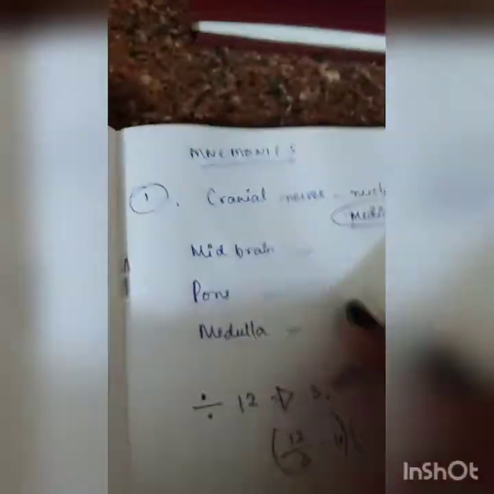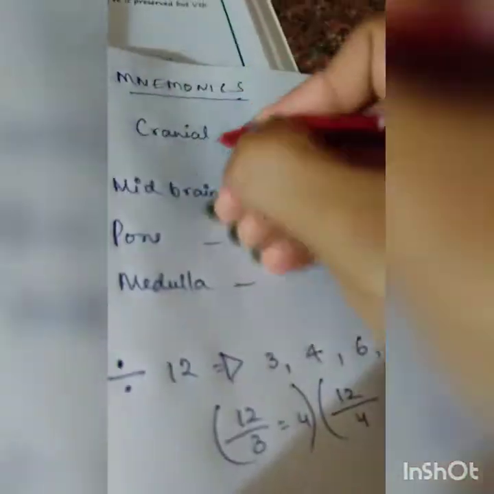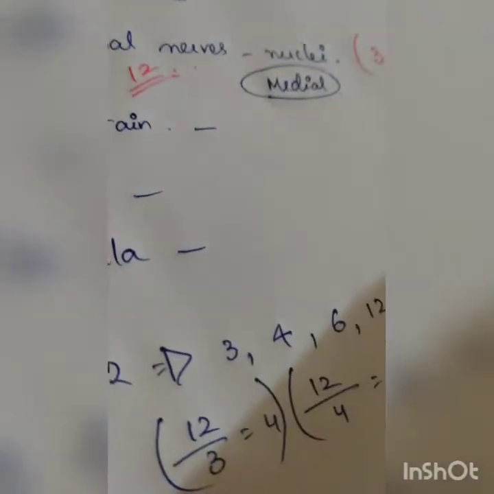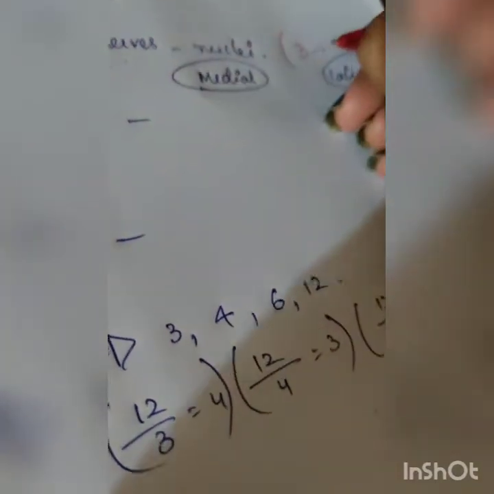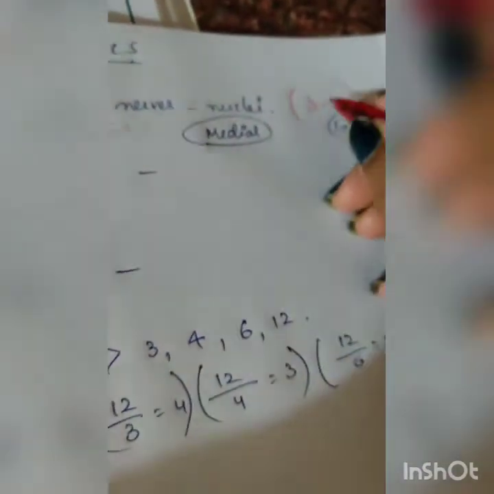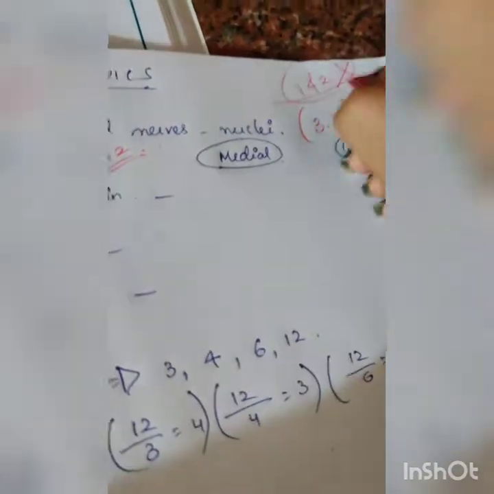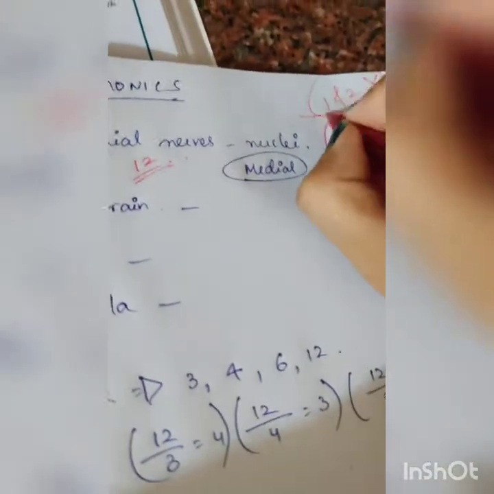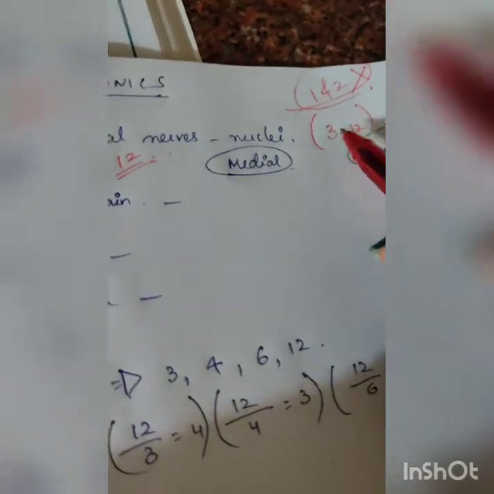Okay, so now let's look at this mnemonic. So first, as we know, the number of cranial nerves is 12. There are totally 12 cranial nerves, and the nuclei, जिसके nuclei है, those are only 3 to 12. As we know, 1 and 2, there are no nuclei. There are no nuclei for the cranial nerves 1 and 2. That is, the olfactory and optic nerves don't have any nuclei. So the nuclei are present only from the cranial nerves number 3 to 12.